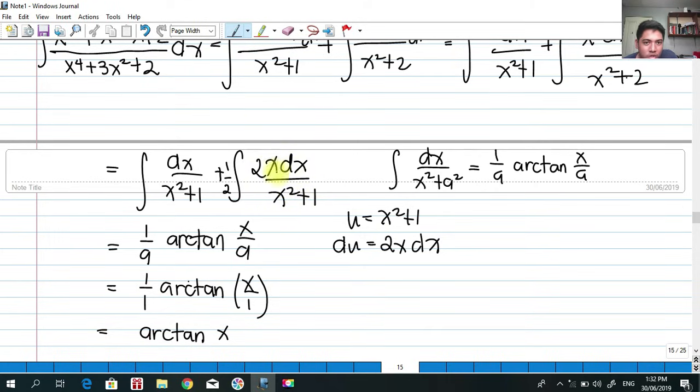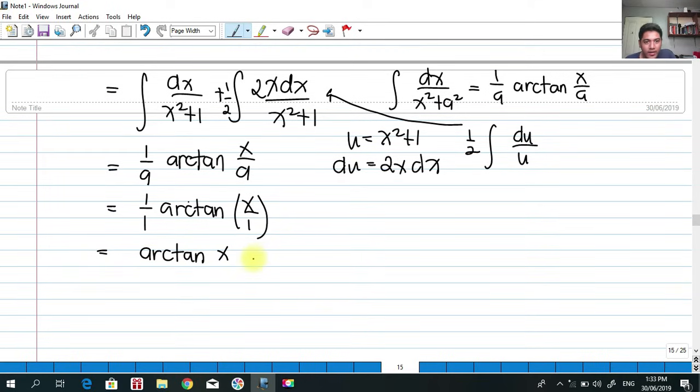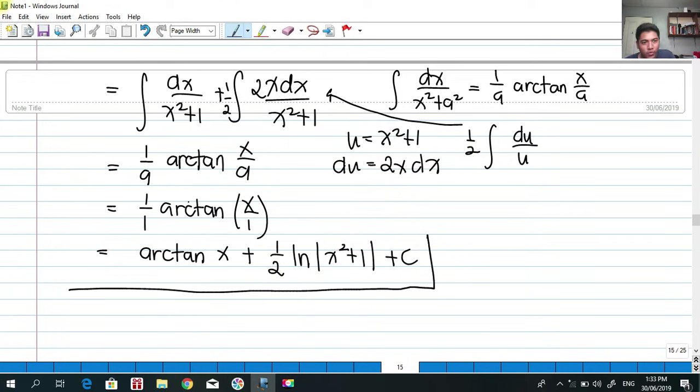Why? Because this should be the du over u. So we can now integrate that as du over u, because the du is 2x dx and the u is x squared plus 1, of which we have offset a value of 1/2 outside of the integral because we multiplied the numerator by 2. So we can integrate that as plus 1/2 simply ln of the absolute value of x squared plus 1 plus, of course, the value of c.